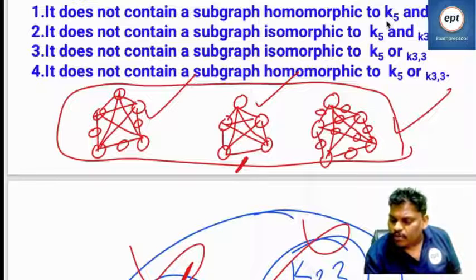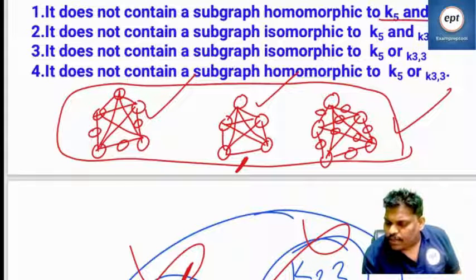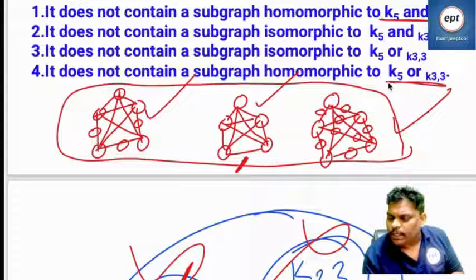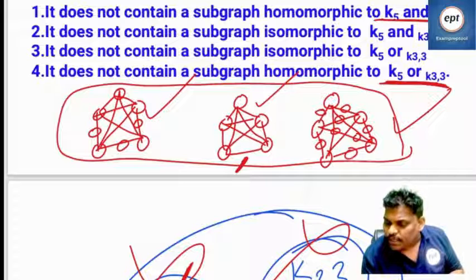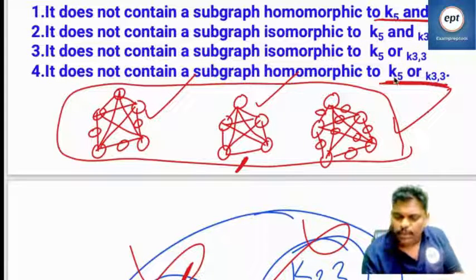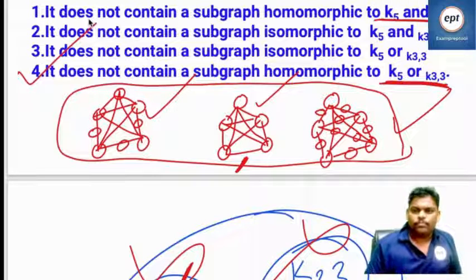Listen everyone now. If both are not there, it is not planar. If one is there, it is also not planar. Both not there, then also not planar. One is there, then also not planar. So the answer is 4.